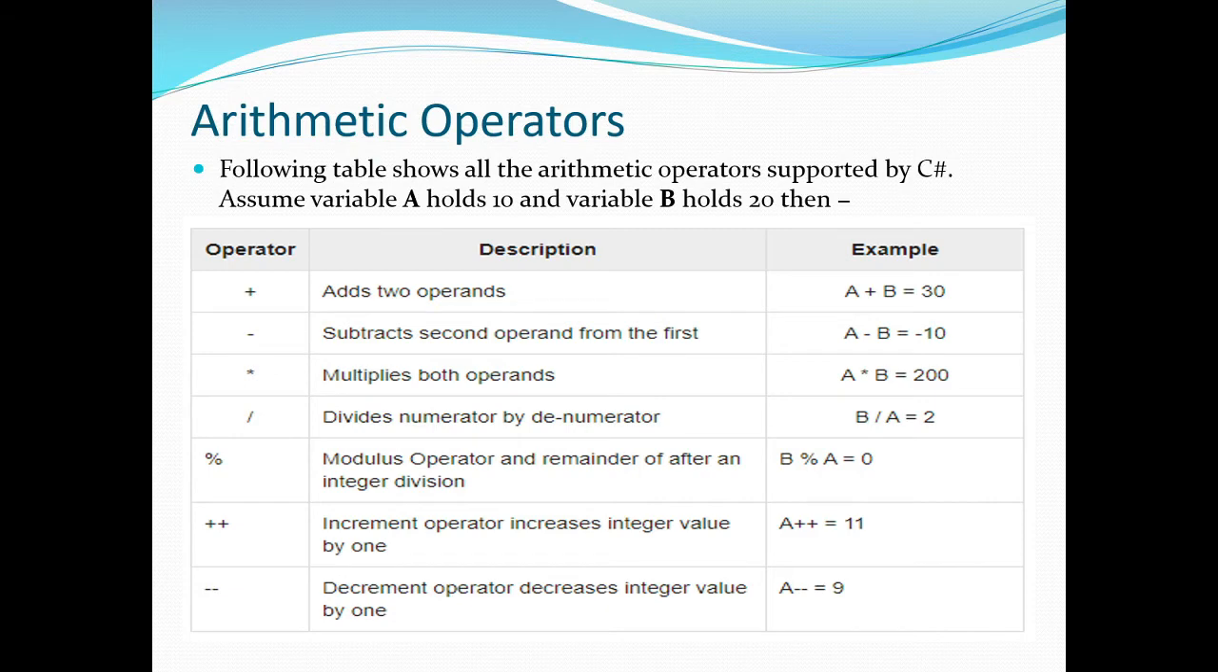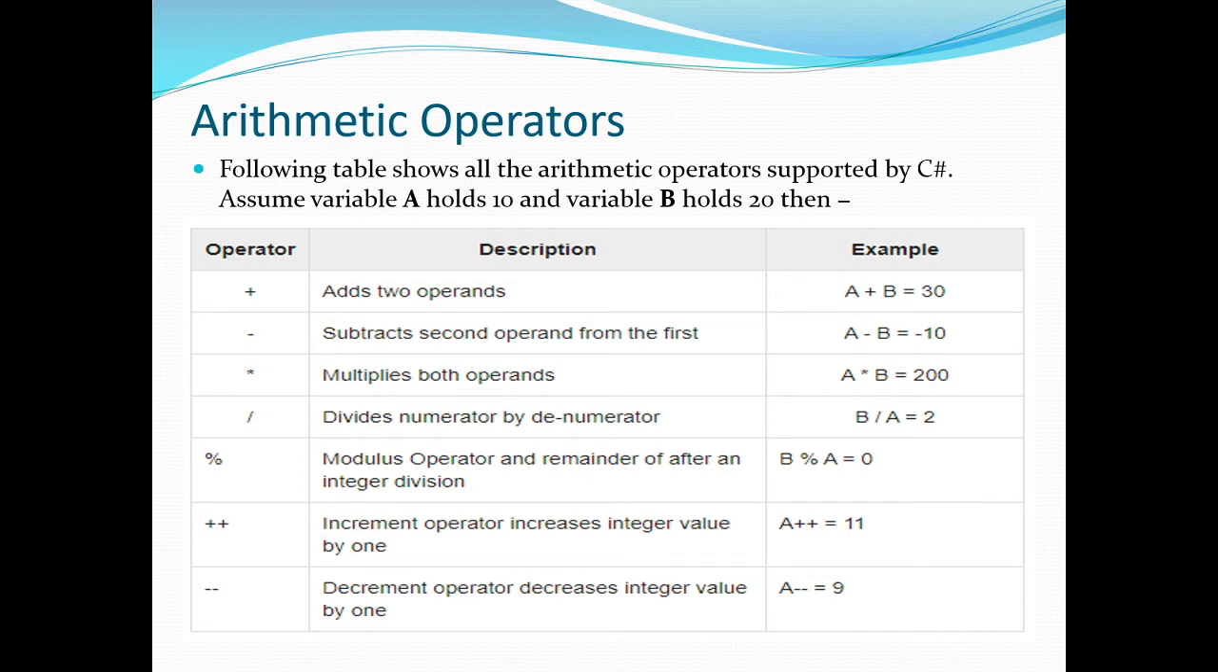Let's say variable a holds the value 10, and variable b holds 20. For example, number 1, the plus operator: a plus b, so variable a plus variable b equals 30. If we are going to code that in C#, we declare variable a and variable b. Then subtraction: a minus b equals negative 10, because 20 is higher than a. Then multiplication, a times b, and so on.